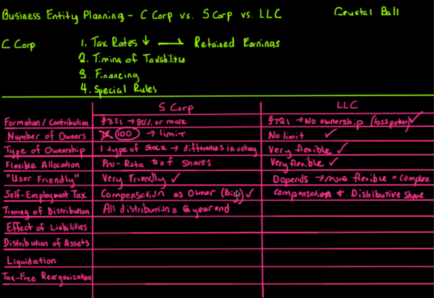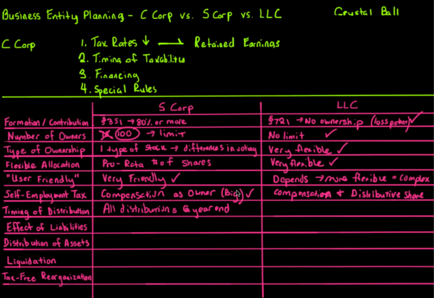Well, a distribution always comes, we always look at that after. Distributions reduce basis, right? And you can only take distributions up to the basis. The amount of a distribution beyond the basis of an S corporation or LLC results in gain. Capital gain, but still gain. Very important.